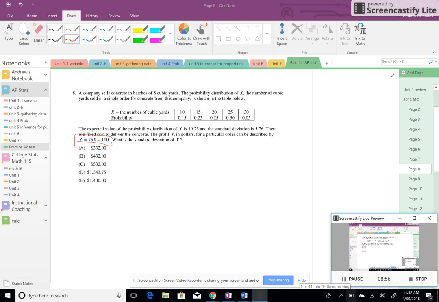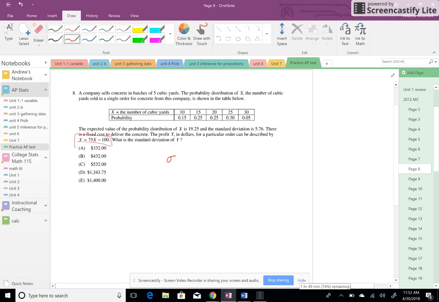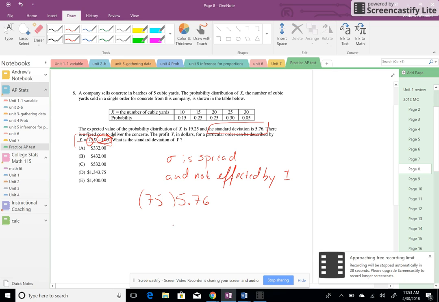So this one makes you remember that for transformations, standard deviation is spread and not affected by adding or subtracting a constant. So that means I really don't care about that minus 100 there. So if I'm looking at the standard deviation of X being 576 times 75, the dilation or multiplying does actually affect it. So 75 times 576, you can find that answer.